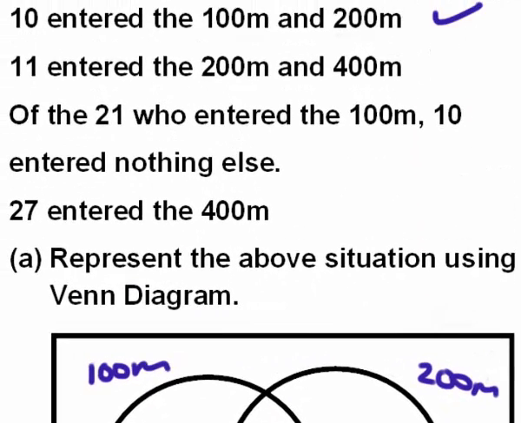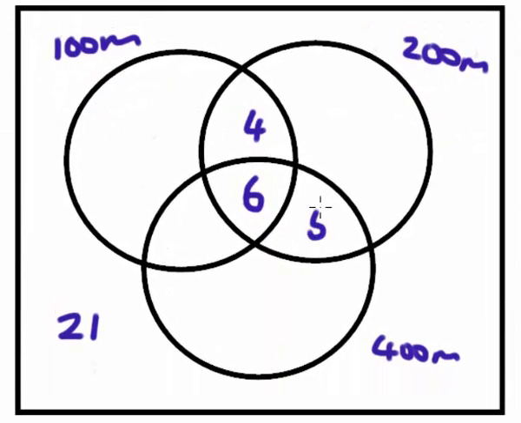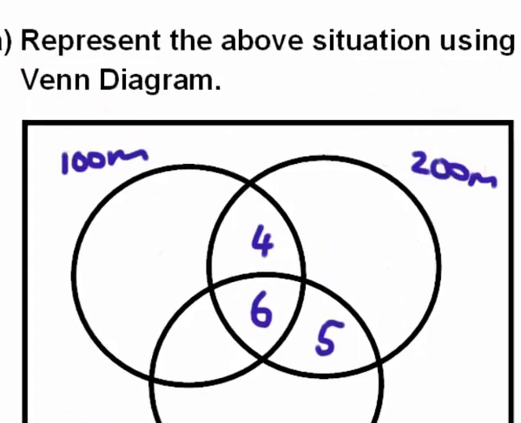Okay, let's have a look here. 11 entered the 200 and 400. That's the intersection between the 200 and the 400, which is 11. 6 did all 3, but 5 just did the 200 and the 400. They just did those 2, but 11 did the 200 and the 400 as well.